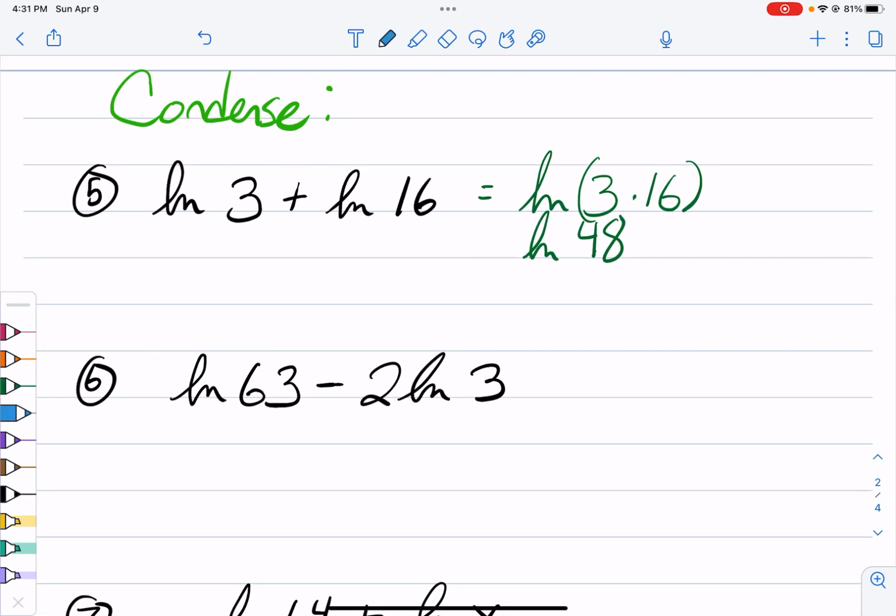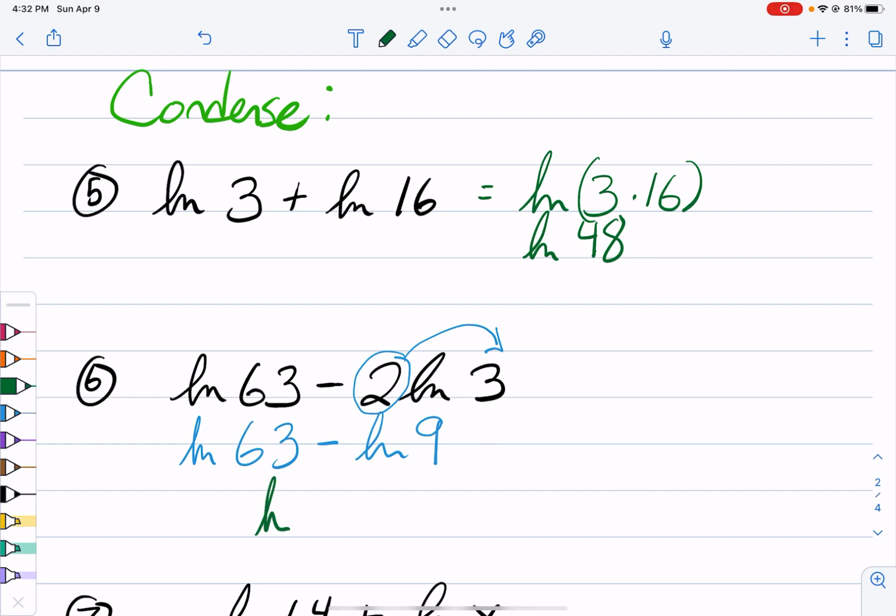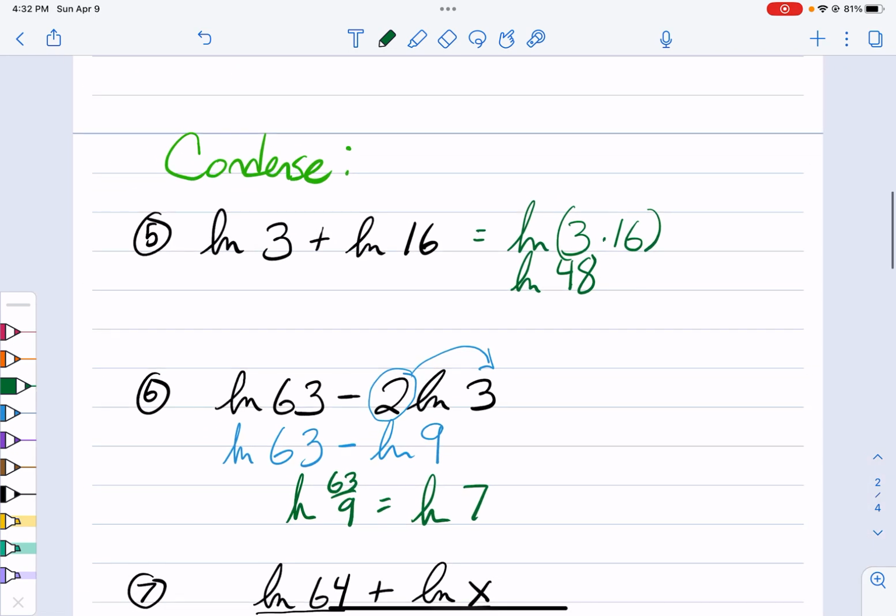Just like our regular logs, if there is a coefficient it can become an exponent. Exponents can become coefficients, and coefficients can become exponents. They can go back and forth. So this becomes the natural log of 63 minus the natural log of, and 3 to the second power is 9. Then, if I am condensing the subtraction of logs, I use division. So this becomes the natural log of 63 over 9, and 63 over 9 is 7. So we have the natural log of 7.